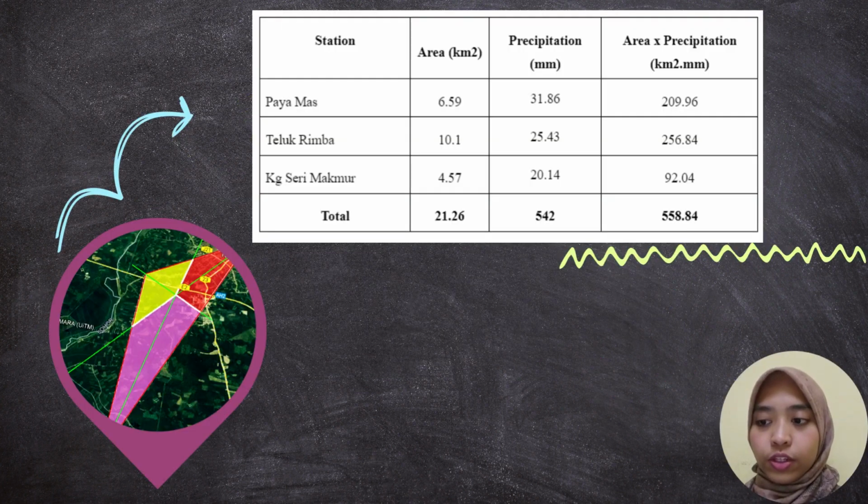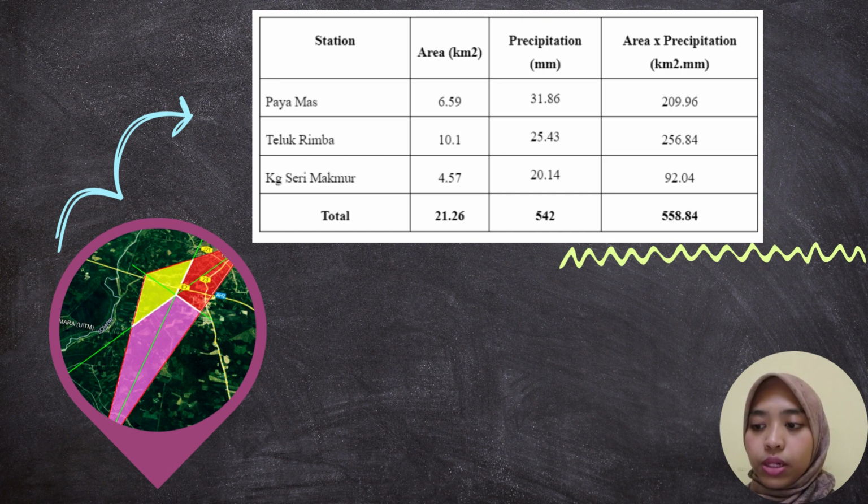Another method to calculate mean aerial rainfall is by using the Thiessen polygon method. In order to use the Thiessen polygon method, we need to find the area of each station beforehand. By using Google Earth Pro, we found that the area at station Paya Mas is equal to 6.59 km², station Teluk Rimba is 10.1 km², and station Kampung Sri Makmur is 4.57 km². So the total area of this studied area is equal to 21.26 km².